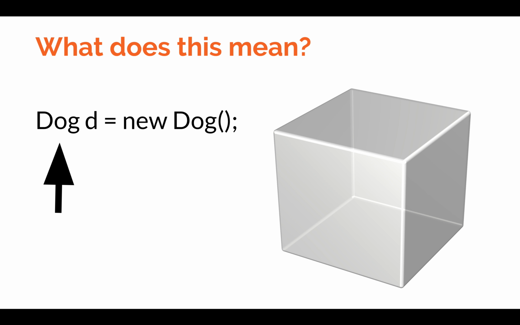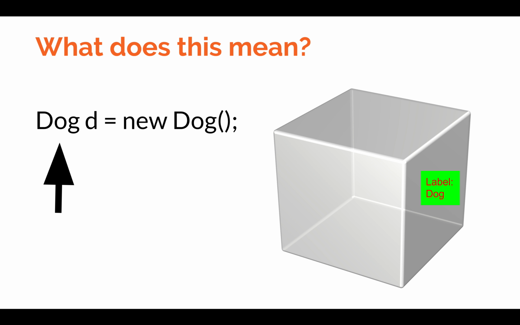What does this mean exactly though? So here's how I like to teach it. This analogy really helped me, and a lot of students have told me it helps them. When you write Dog d on the left hand side, the compiler creates for you a box and labels it Dog. Inside this box, you're allowed to put anything that is a Dog, essentially.